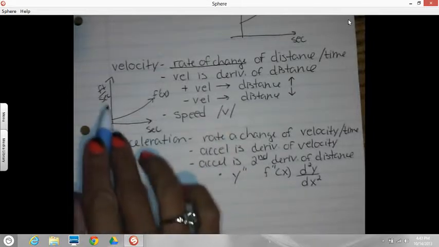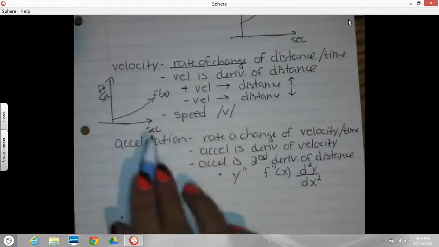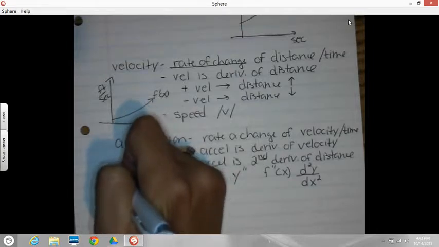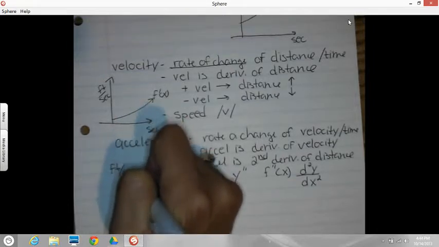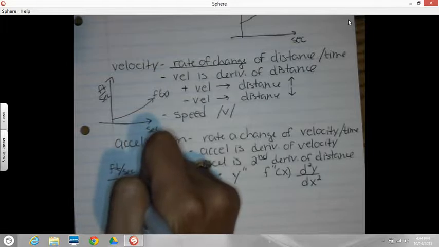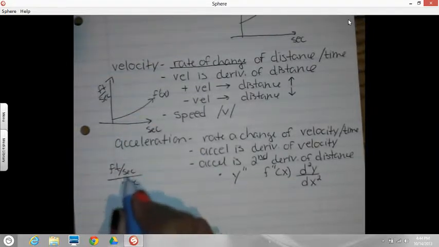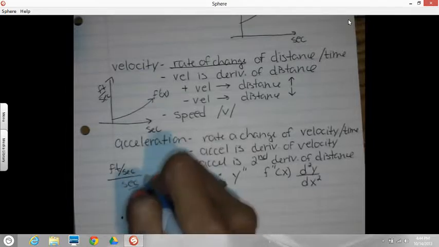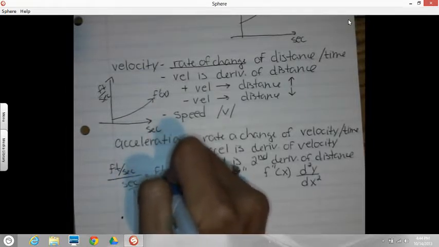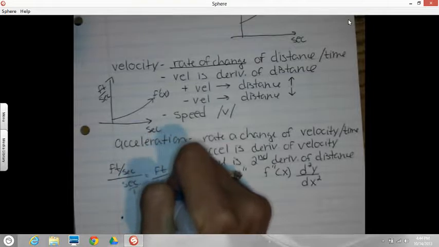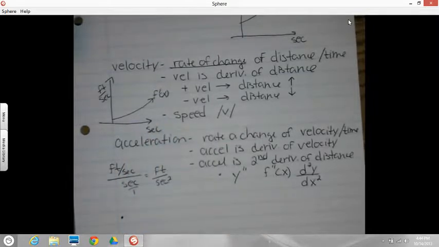Here we're going to take the change in velocity over change in time, so that's feet per second over seconds. And if you think of it as a fraction divided by a fraction, when you flip it over and multiply, you're going to get feet per second squared. And so those will be your units on acceleration, because you're taking the change in velocity over the change in time.